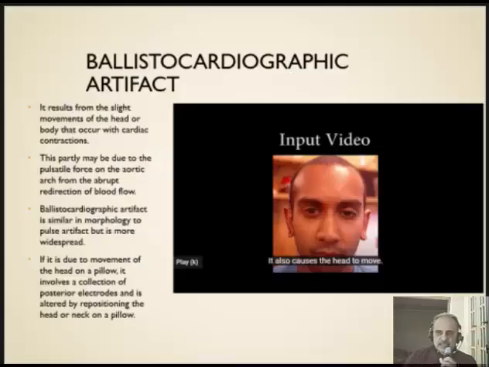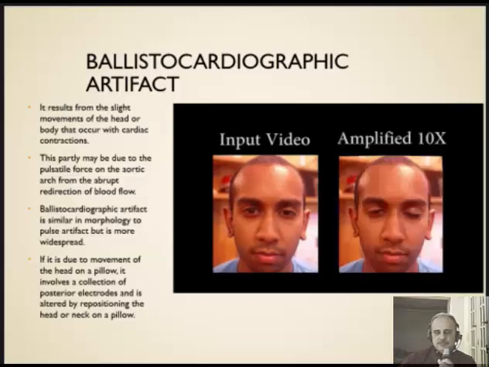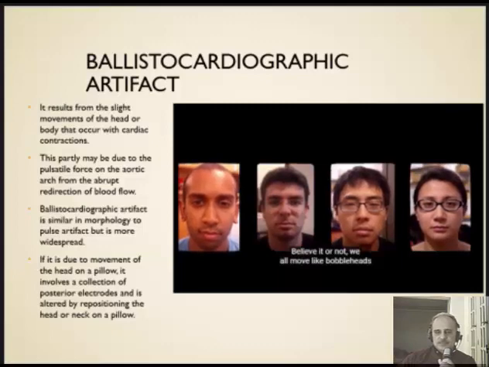To understand the ballistocardiographic artifact, let us see this video. This movement is too small to be visible with the naked eye, but we can use video amplification to reveal it. Look on amplification of movement. Believe it or not, we all move like bobbleheads with different motions at our heart rate, but at a much smaller amplitude than this. We see in this video very small movement of the head with each pulsation, which can be amplified also by the EEG machine, giving rhythmic artifacts.